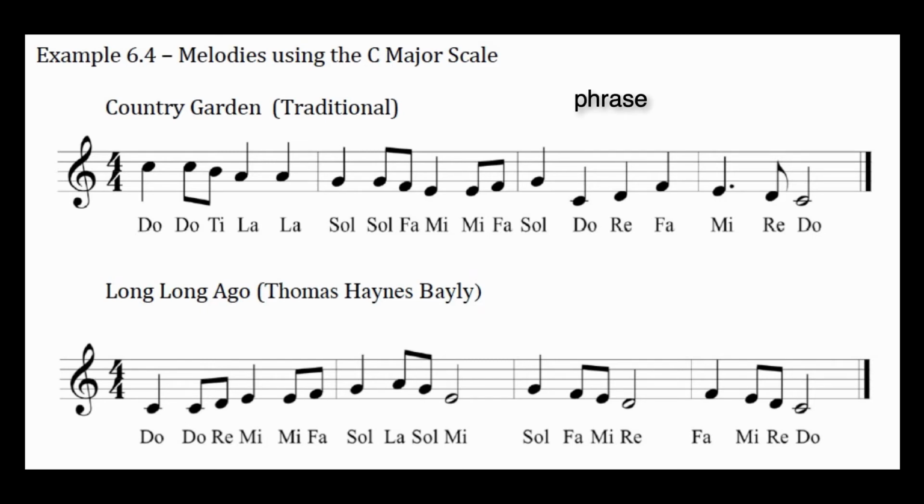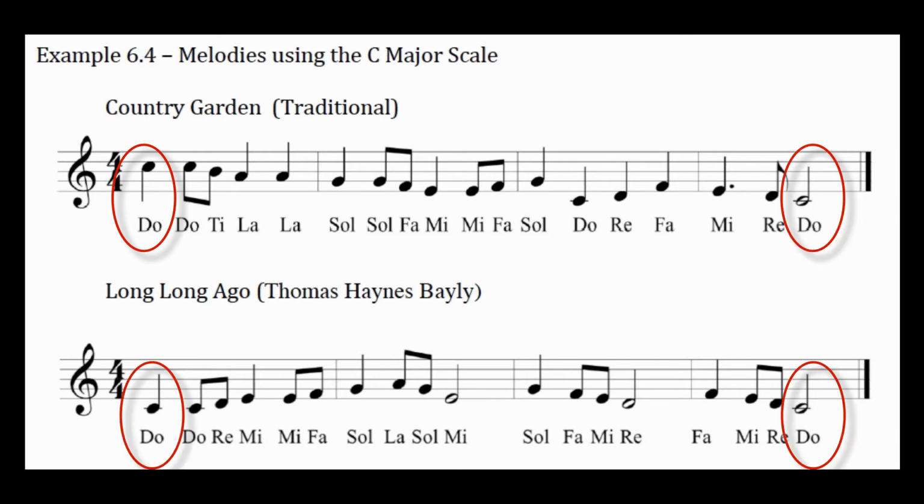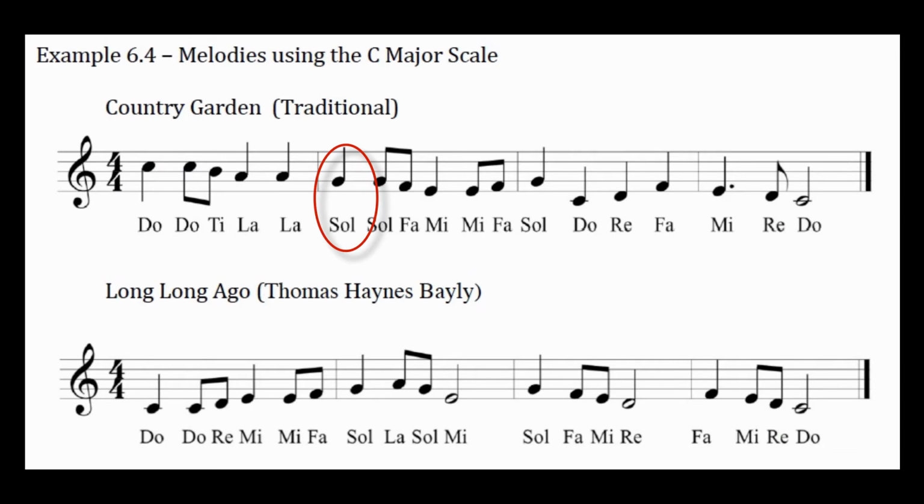In both examples, the first note of the scale, do, is a strong starting point and also a satisfactory ending point. Notice that the fifth note of the scale, sol, also seems important as an object of arrival, as seen at the beginnings of measure 2 and 3 of both melodies.